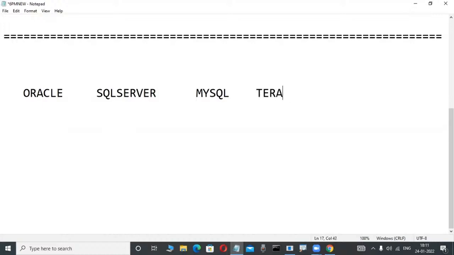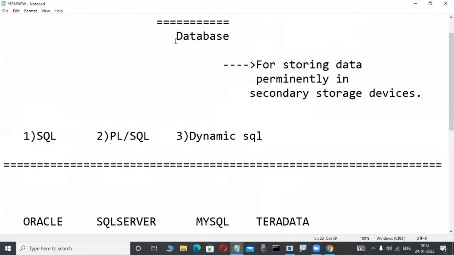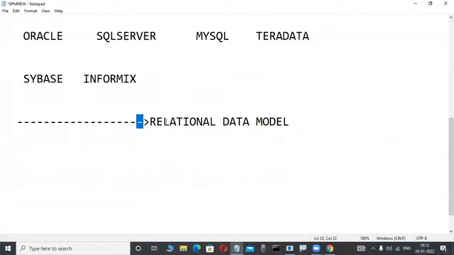Again, Teradata is a product from NCR Corporation. Sybase is a product from Ingres Software. Like this, so many products are there. These products are all relational databases, or these products are implemented based on the relational data model. Relational data model is a concept. Before we start, if you are interested to learn these type of courses or products, minimum knowledge is required.